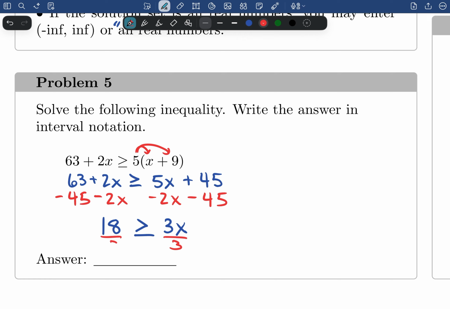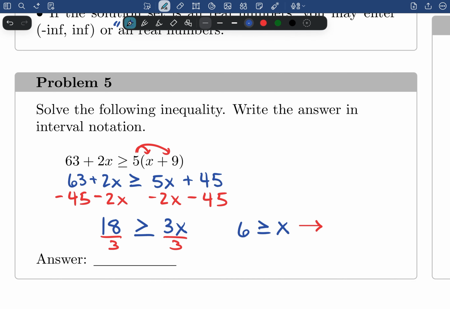I'm trying to get x alone, so I'm going to divide 3 from right to left. And because I avoided negativity, I'm dividing by a positive number, and I don't have to flip the inequality symbol. Life is good. 18 divided by 3 is 6. And that's greater than or equal to x. This is my final result, but of course, some of us can't handle it.